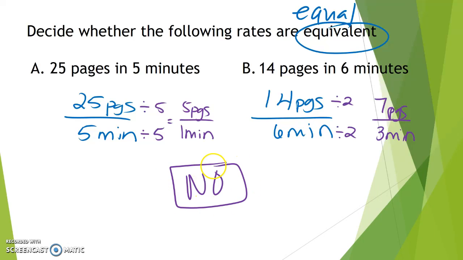If I could keep simplifying and make this 7 to 3 somehow 5 to 1, if they both ended up being 5 pages in 1 minute, then they are equivalent. But in this case, they're not the same. If I change this 1 minute to 3 minutes by multiplying by 3, then I would also have to do that to the top, and I'd get 15 pages in 3 minutes, which again would not be equivalent.